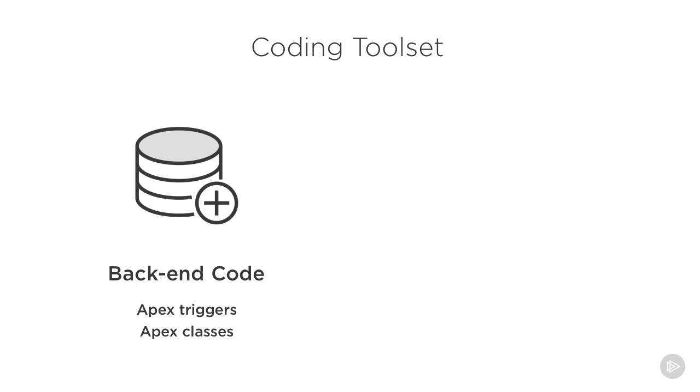Next, we have Apex classes, which are reusable pieces of business logic code. Basically, small blocks of modularized code that you might want to reuse throughout your various triggers.